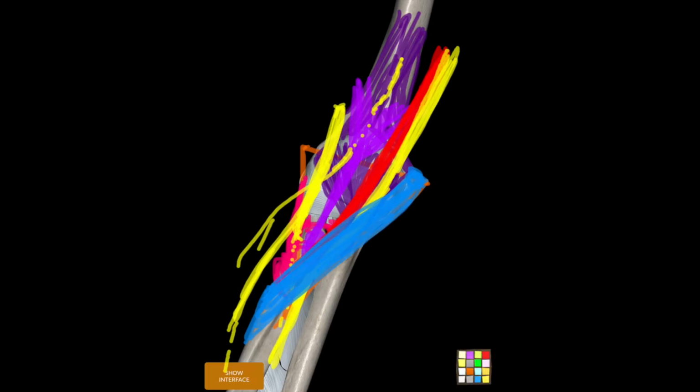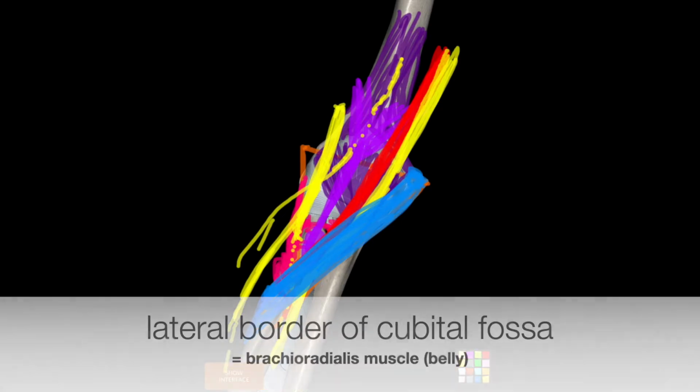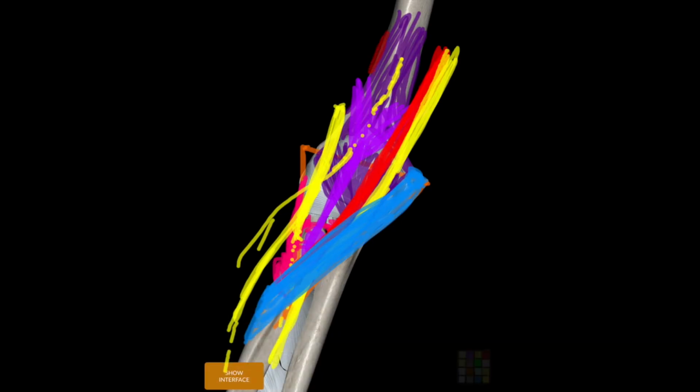The lateral border of the cubital fossa is the brachioradialis muscle, which has its proximal attachment high on the lateral supraepicondylar ridge of the humerus, quite bulky proximally, and stretches down to the radial styloid. So even though it's technically an extensor muscle because it's supplied by the radial nerve, its orientation may have changed over evolution and it's now become a flexor muscle.